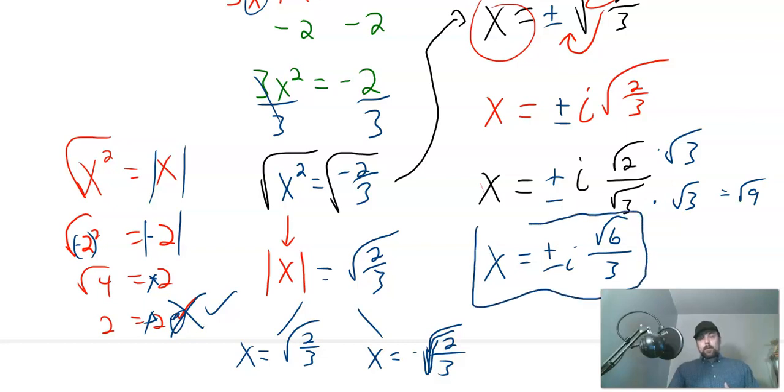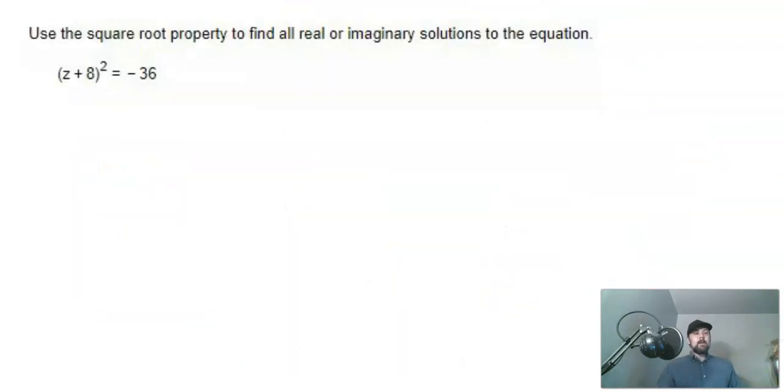And so that was the third thing that needed to be addressed in that answer. And so the proper final answer for this particular problem is x equals plus or minus i square root of 6/3. All right, so it was a much more challenging problem than it might have first appeared.